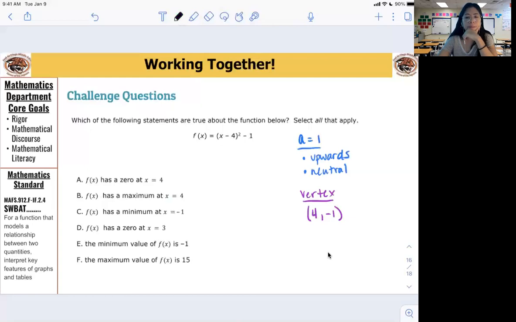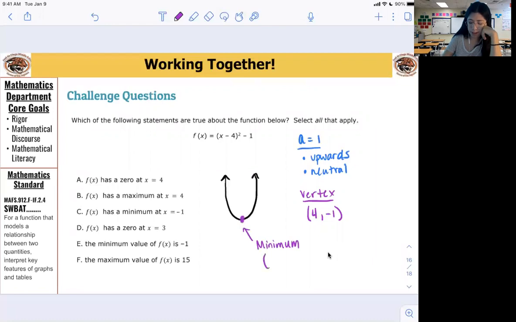Because if it was minimum, it would be like, oh no, it is minimum. Maximum is when it's downwards. So this is upwards. So the vertex is at the minimum. It's at the tippity bottom. Bottom. That's a minimum.